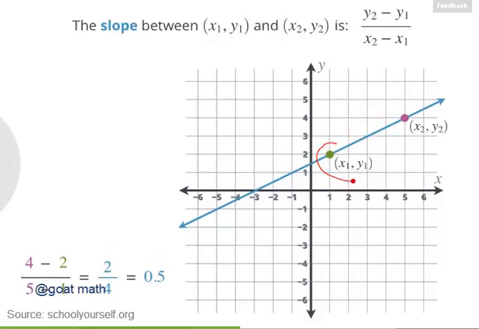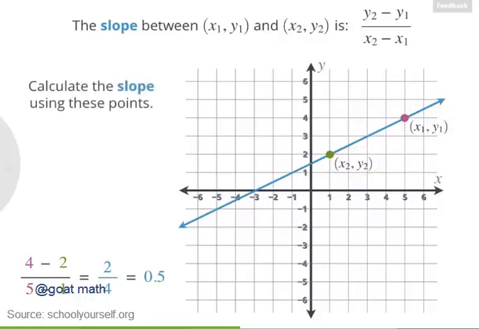So instead of calling this point x1, y1 and this point x2, y2, we call this point x1, y1 and this point x2, y2. So now that we've switched which point we're calling the first one and the second one, try calculating the slope again and see if you still get the same result.